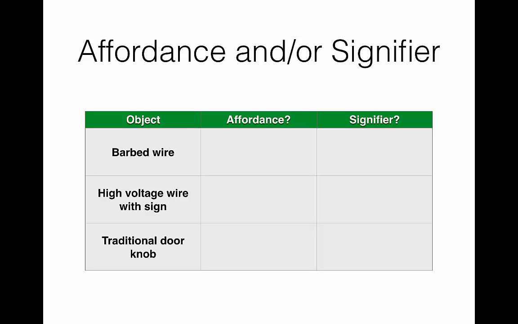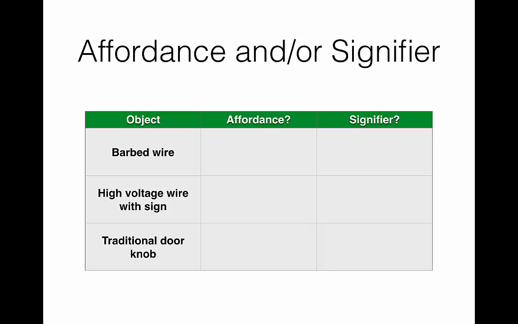Ready? For barbed wire fence, the barbs would be the anti-affordances because they prevent you from touching them. They are definitely perceptible and they are not fake. In fact, since the barbs are perceptible affordances, they also qualify as signifiers. For a high voltage wire with a sign, the voltage in the wire would be the anti-affordance. Since it is not perceptible, the voltage is a hidden anti-affordance. In this case, the signifier would be the sign.